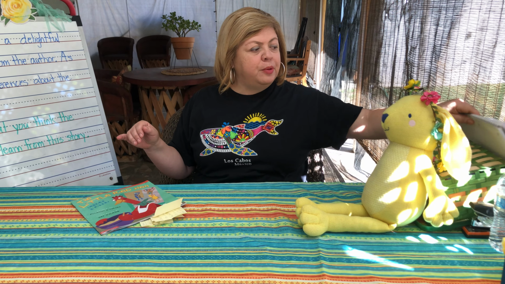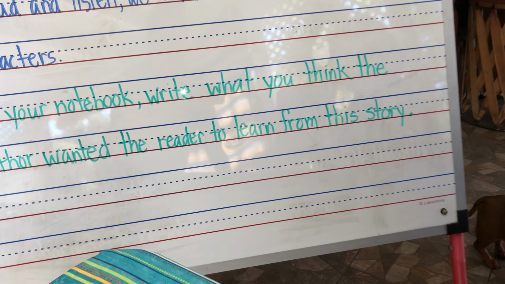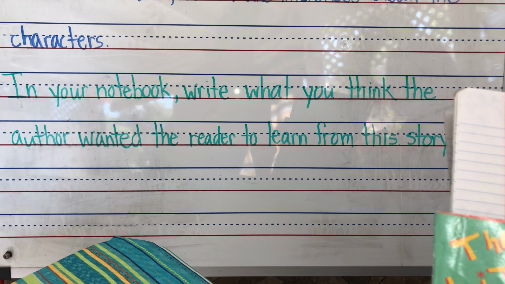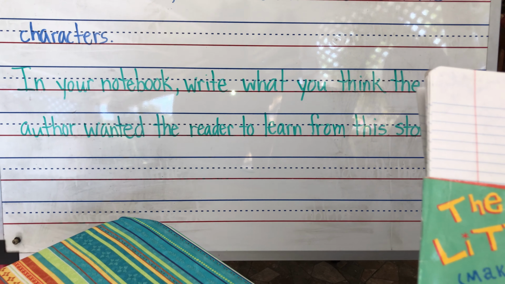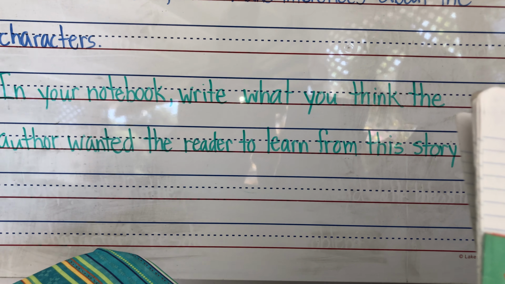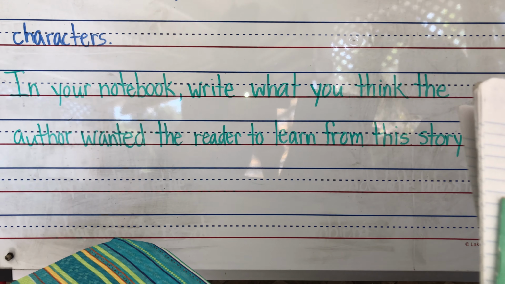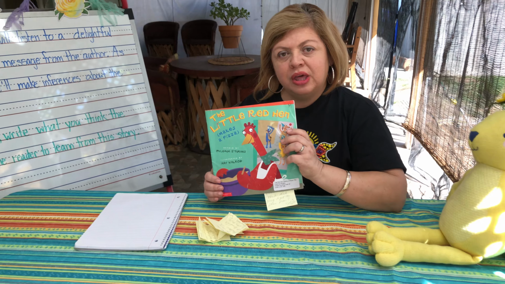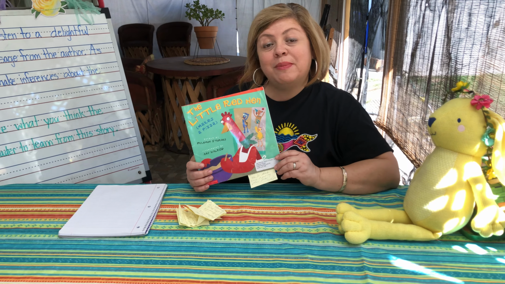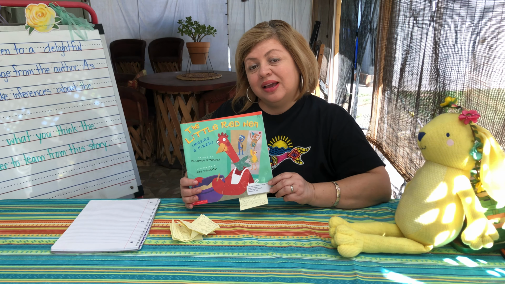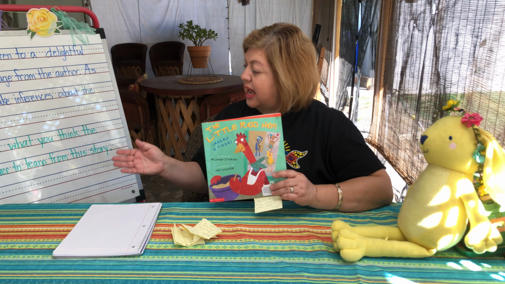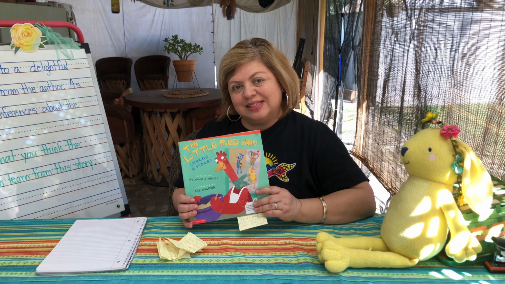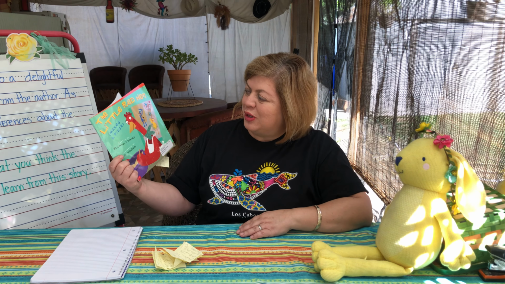So in your notebook, you're going to turn to the first blank page like you always do. You will write the title of the story, The Little Red Hen Makes a Pizza, and write what you think the author wanted the reader to learn from this story. So what do you think the author wanted you to learn? Think about friendship. Think about working together. Think about being a team. Okay, so think about all those things and write what you think the author wanted the reader to learn from this story. I hope you enjoyed it.